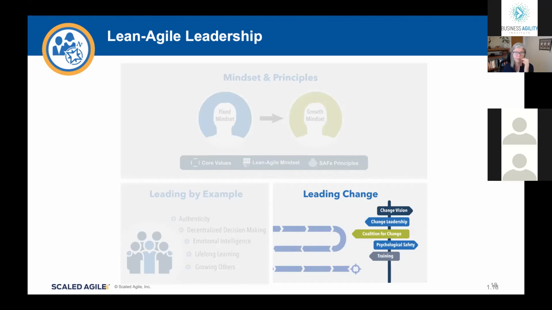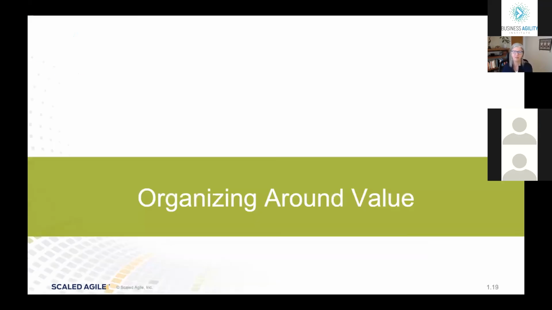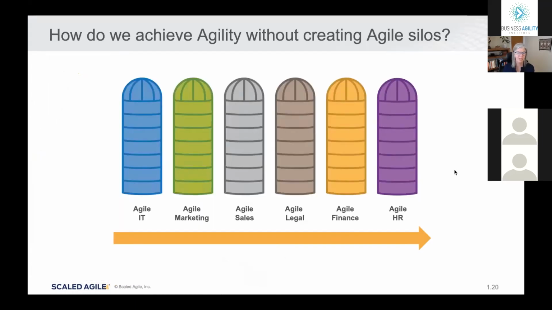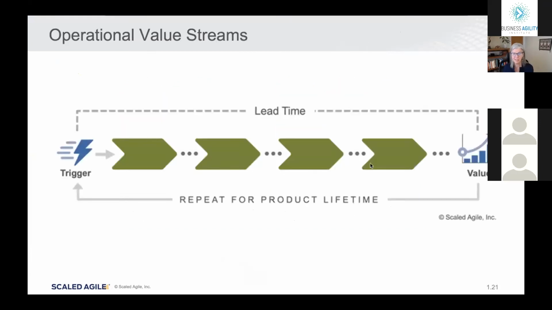Okay, so we need lean agile leadership. The next thing we need to do is to organize around value. So here too, we've got another big shift, right? We've got to stop organizing this way and start organizing this way. Well, what is this way? So this is an example of an operational value stream.